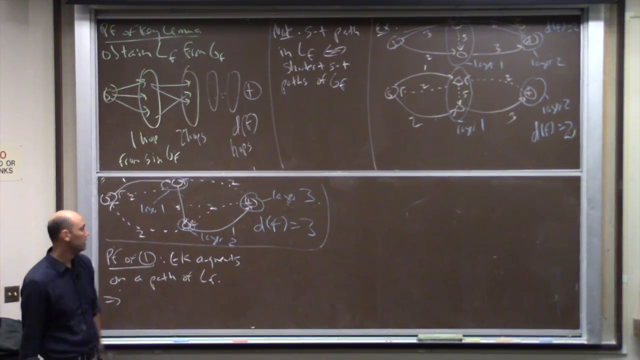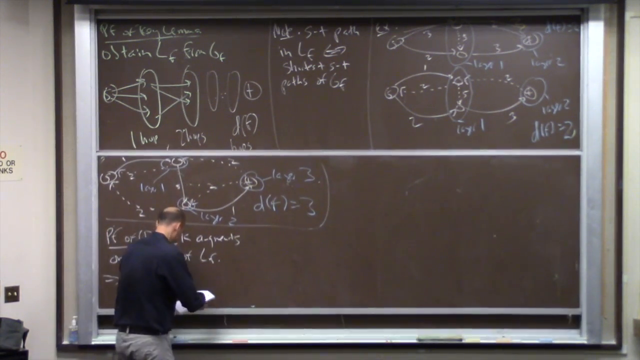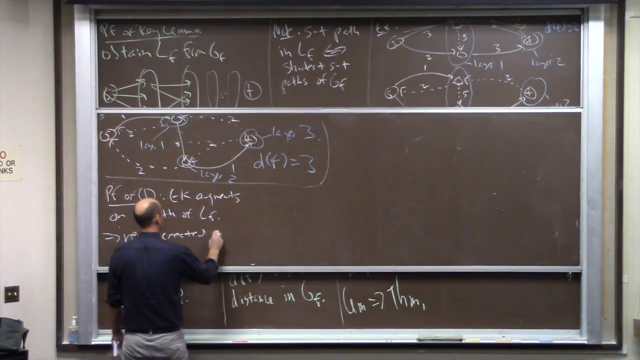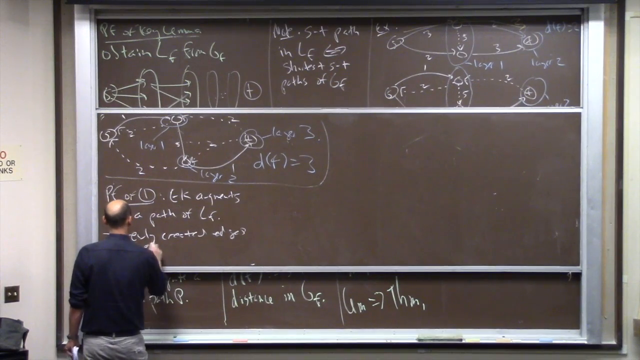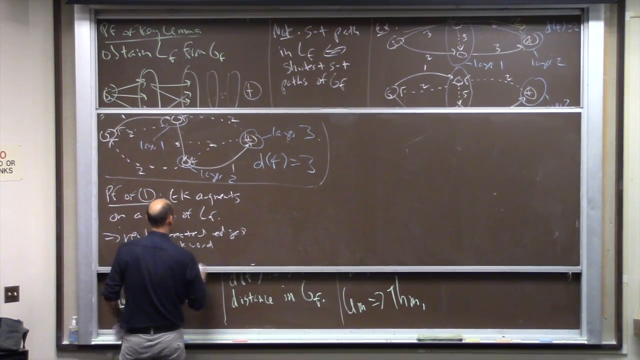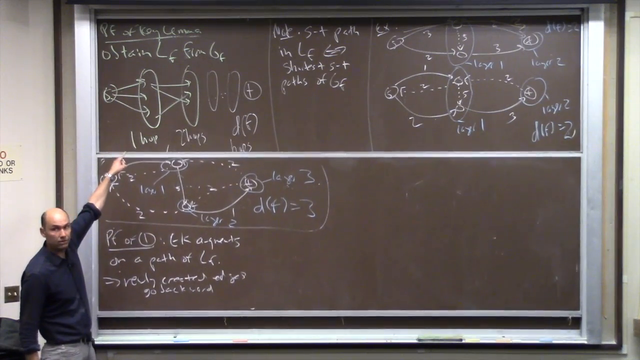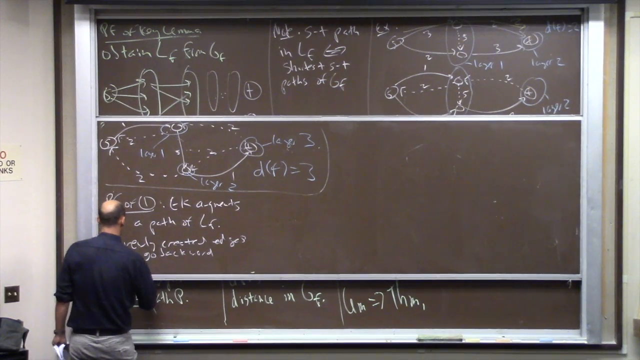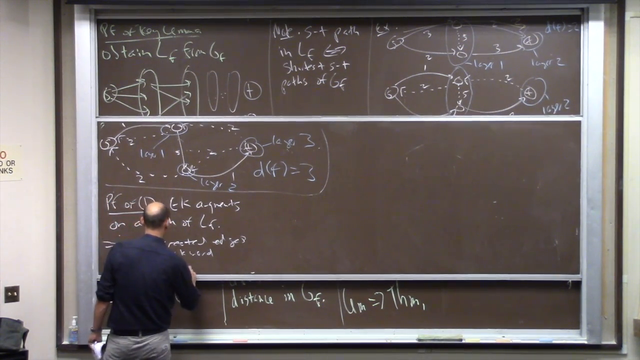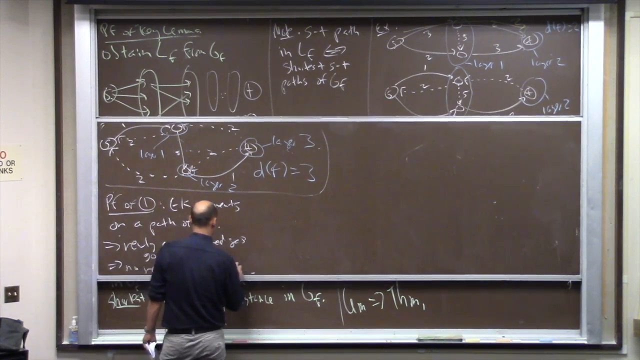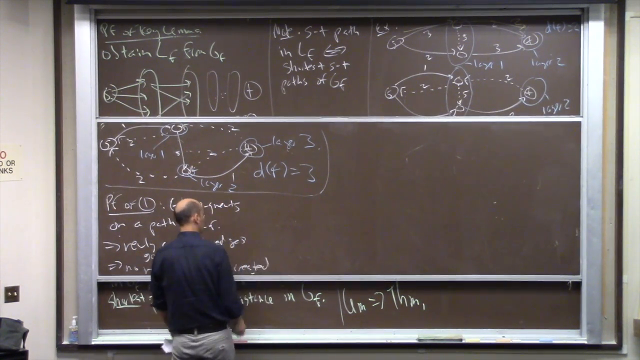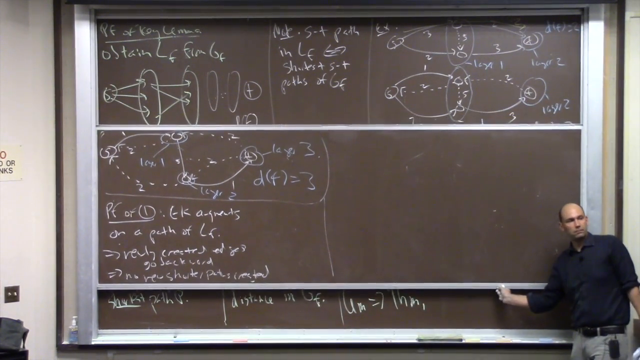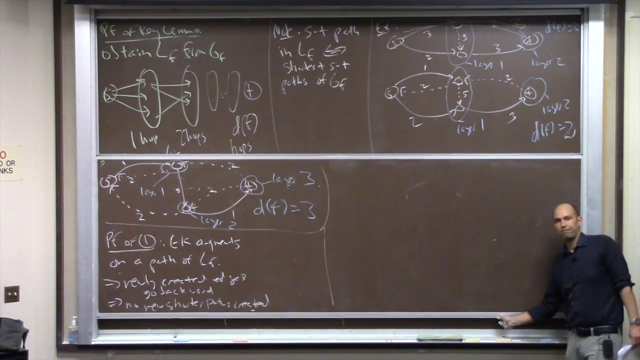So that's basically the proof. Newly created edges go backward, backward in the sense of that picture of those layers up there. And so that means no new shorter paths are created. So that's part 1 of the lemma. Any questions about that? All right. So that's good.